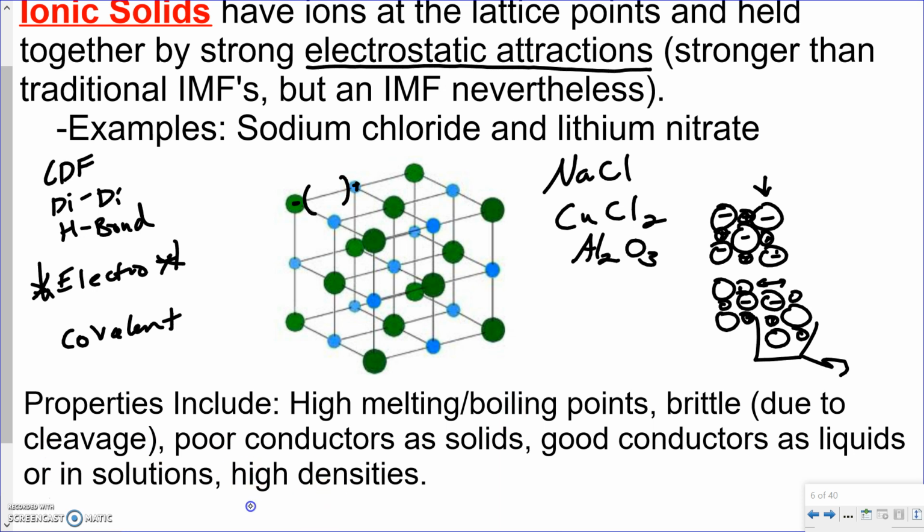The other thing is these guys have high densities. Again, higher densities. Notice that high and low, and the terms we're using here, are relative. They're not definitive. Okay, so those are our first two types of solids.